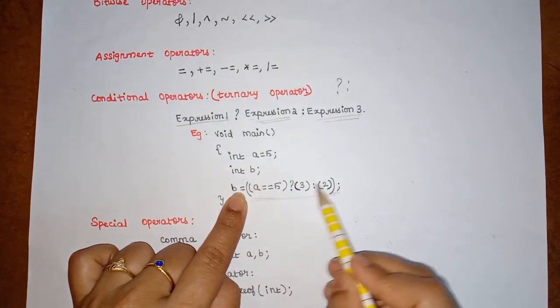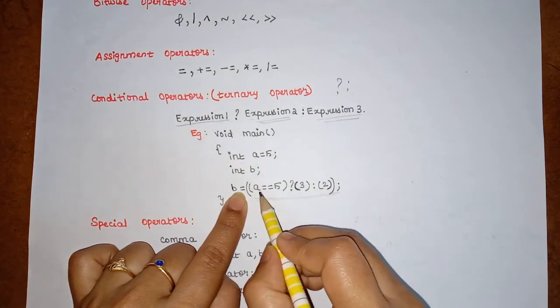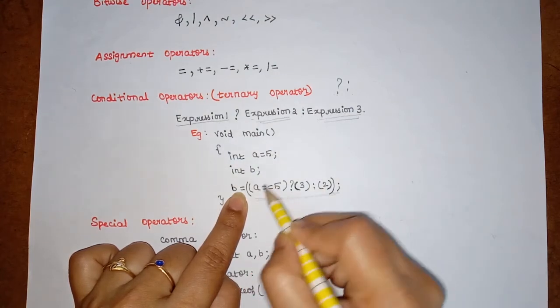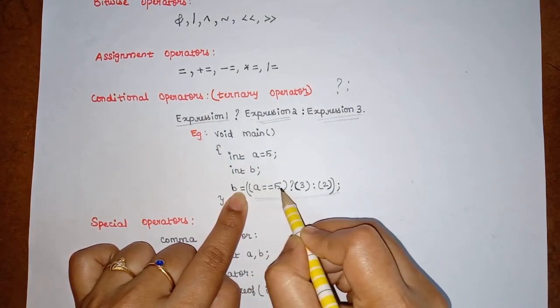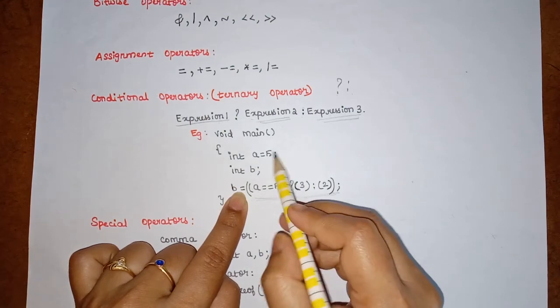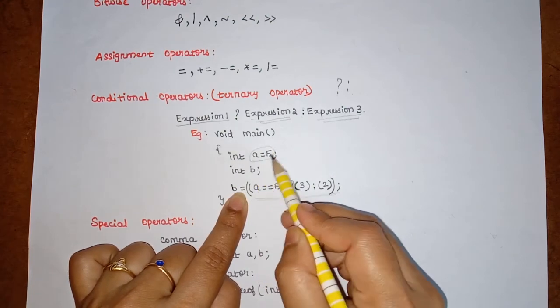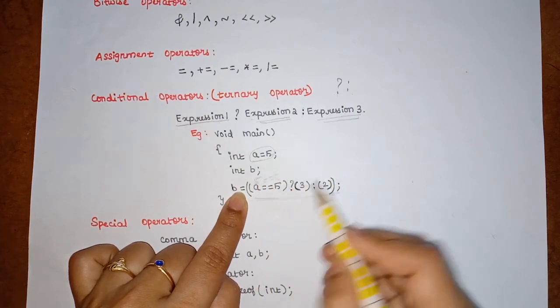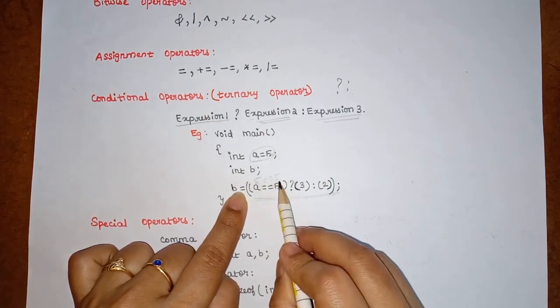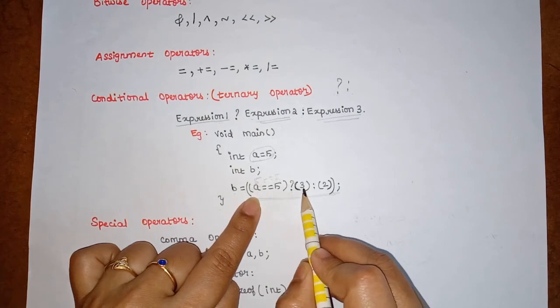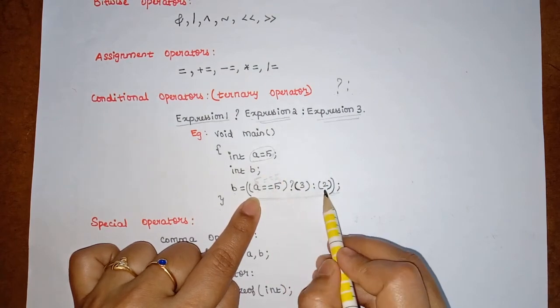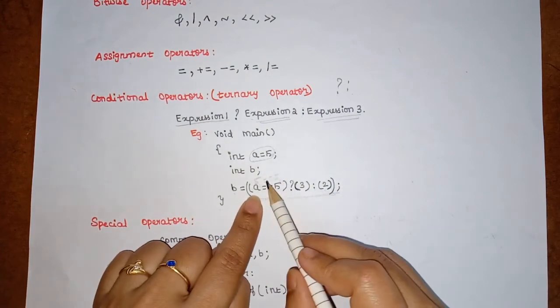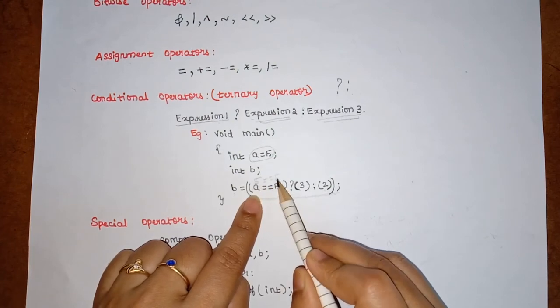So you can see here question mark along with colon. So first we are checking the condition whether A is equal to 5. What is the value of A? It is assigned as 5. So 5 is equal to 5. We are checking: if it is true, it will execute this one; if it is false, it will execute this one. So 5 is equal to 5, which is true.